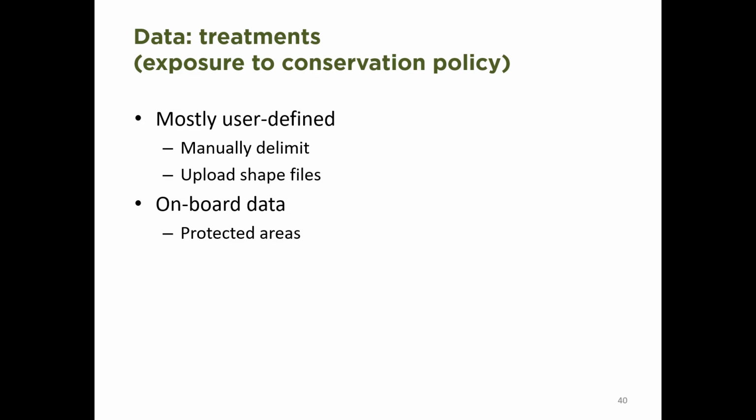First, they can use the tool to manually draw polygons that indicate which points are treated. Second, they can upload to the web tool shapefiles that do that. So for example, if a user has shapefiles of PES polygons, they can upload that to the tool, and the tool uses that information to identify the points that are treated. And finally, the tool has onboard data on protected areas. So if a user is interested in evaluating the effectiveness of protected areas in a given study area, they can use these onboard data on protected areas.